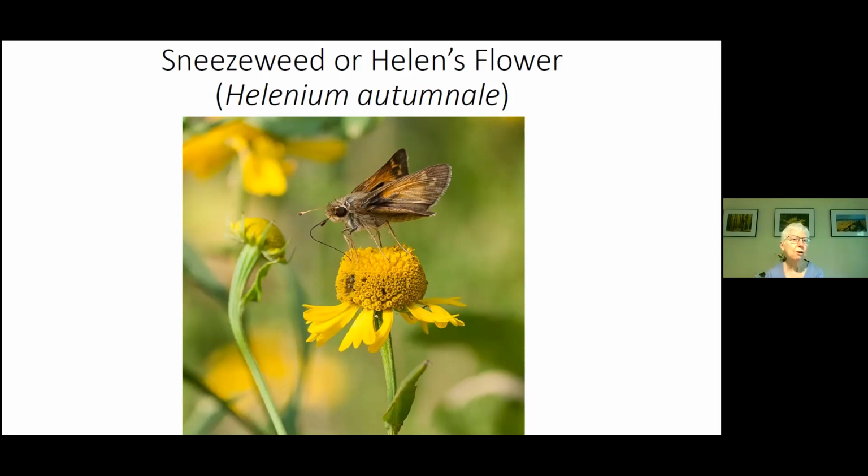Not because it causes allergies, because the pollen causes allergies, but because parts of the plant used to be dried and used as a snuff. People would stick the dried plants up their nose. Now, anything you stick up your nose is going to cause you to sneeze. So it's not the fault of the plant, it's the fault of the use of the plant and the user. So it's not a plant that causes allergies. So the marketing folks are trying to call it Helen's flower because it doesn't have the kind of connotations that sneezeweed does.